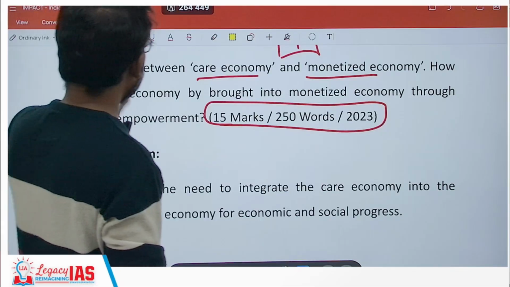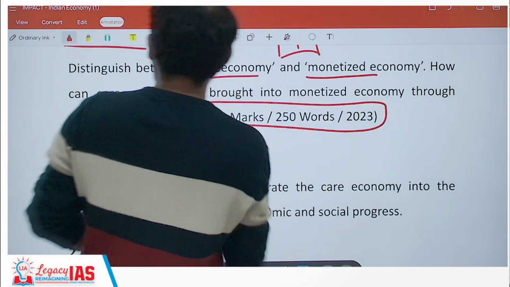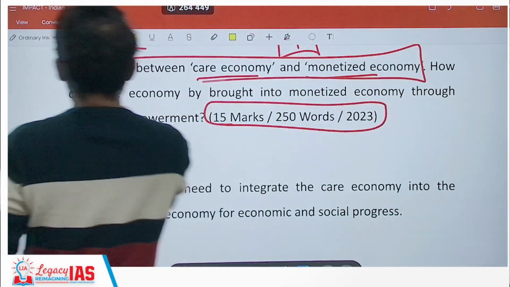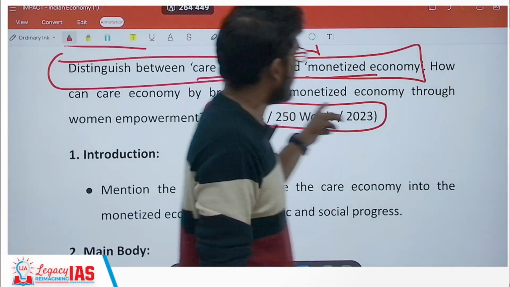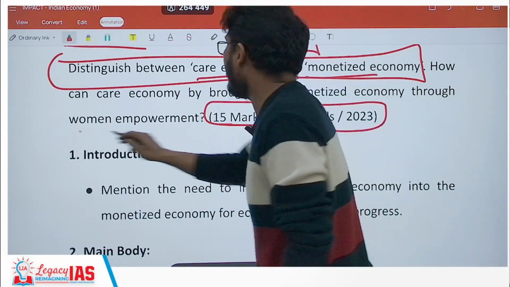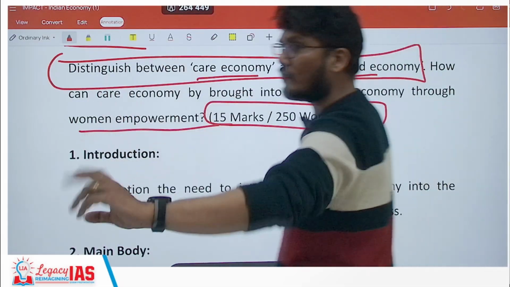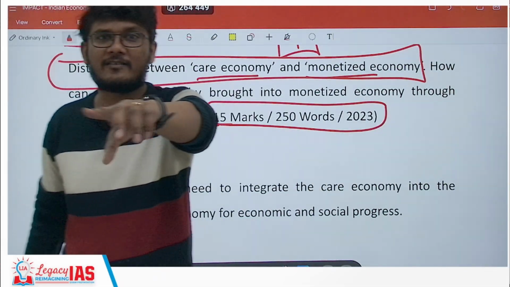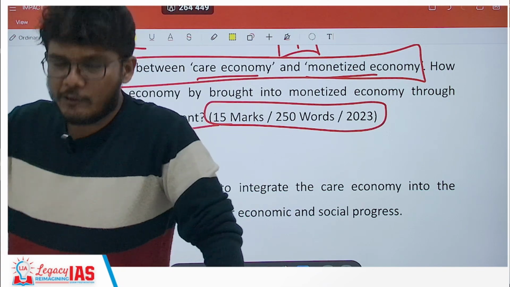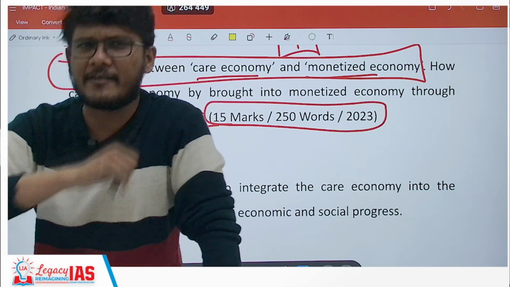So what is the question again? Distinguish between care economy and monetized economy. This is one part. Right. The next part is how can care economy be brought into monetized economy through women empowerment. Now there are two parts. So are both the parts 7.5 marks, 7.5 marks, 50% weightage? When you read the question, you will realize probably that is not the case.